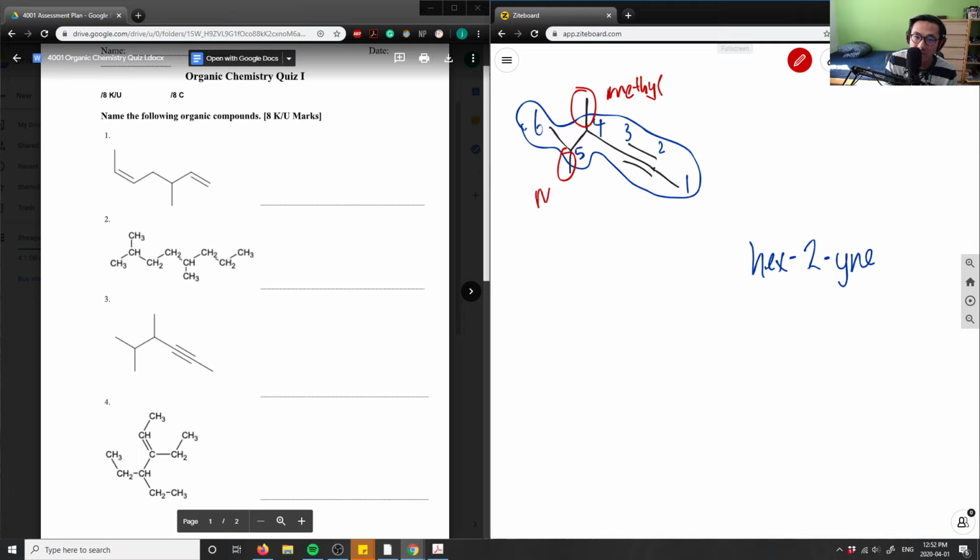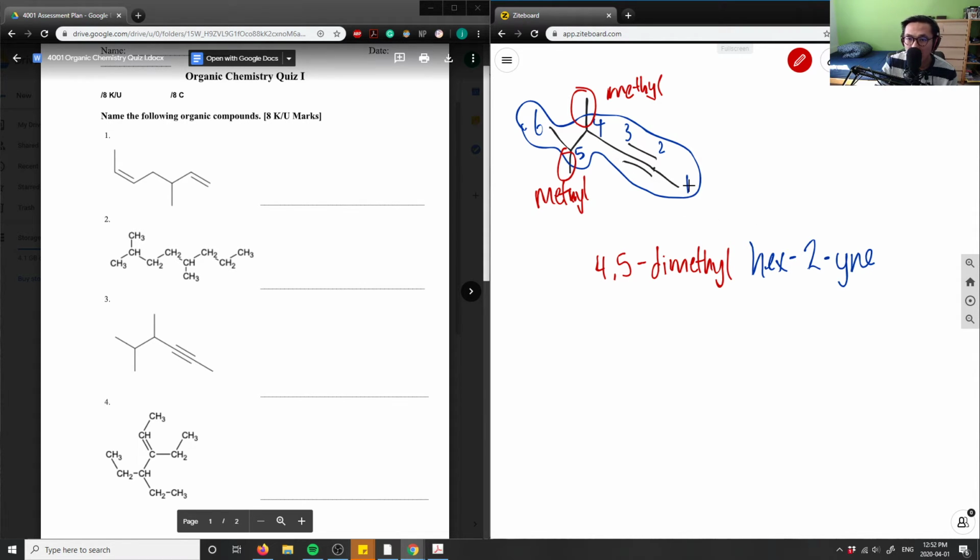And at 5, we have another methyl group, right? So what we can do is, remember, we can do that little combination thing. We put our locations first, so 4, 5, dash, and then because there are 2 methyl groups, I'm doing dimethyl. So there's 4,5-dimethylhex-2-ene, which would be our answer for number 3 here.